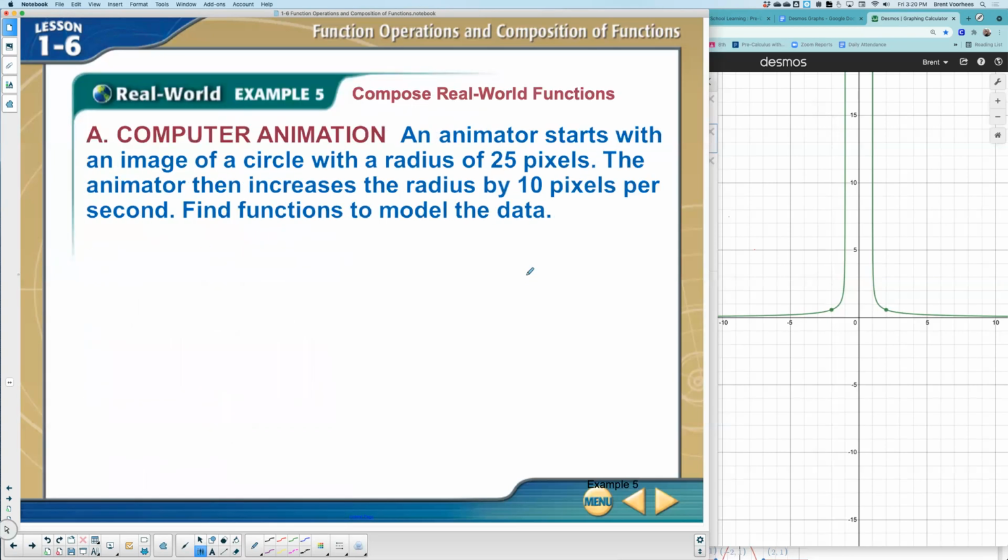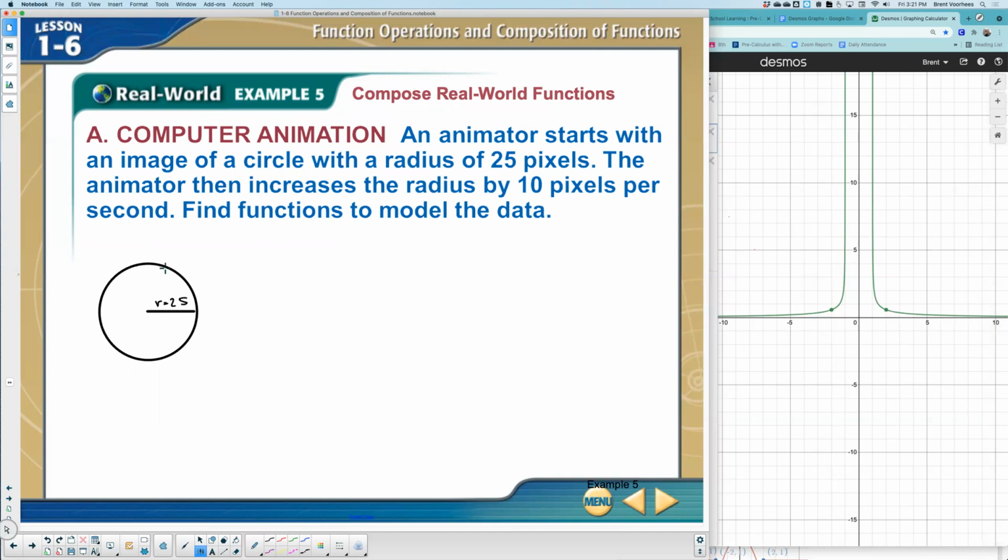All right, now let's look at real world. So computer animation, it says an animator starts with an image of a circle with a radius of 25 pixels. So I have a circle here, and let's just say this right here has a radius of 25 pixels. Whatever a pixel is, we're saying that's a radius of 25 pixels. So I'll just say r equals 25.